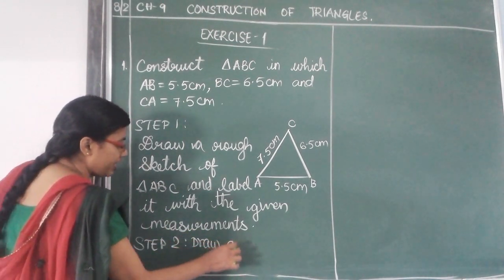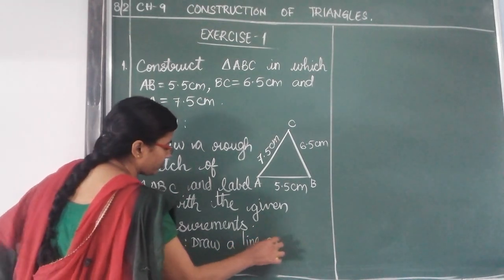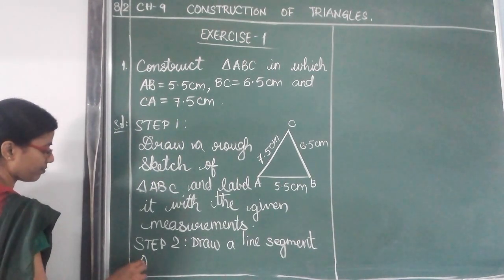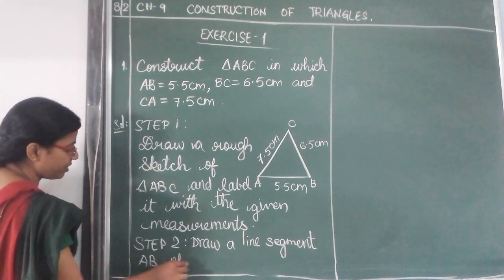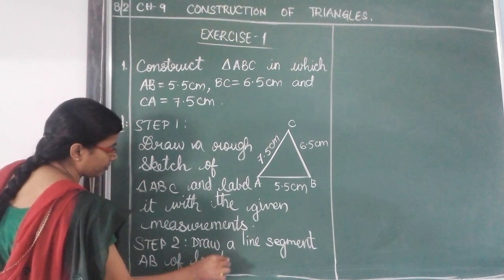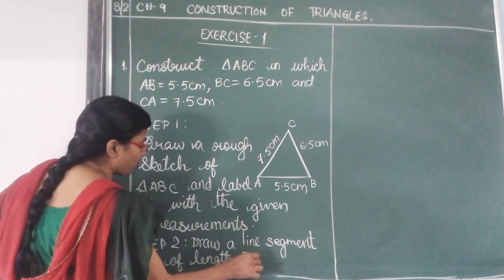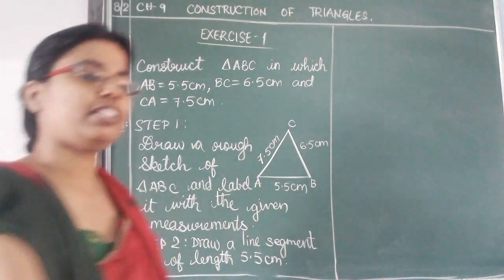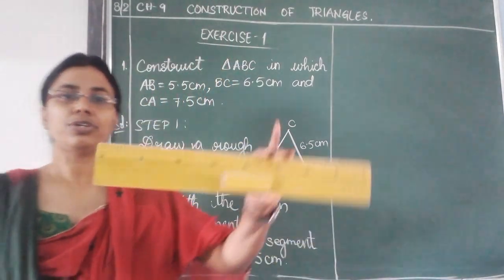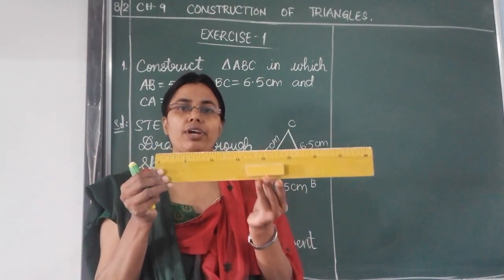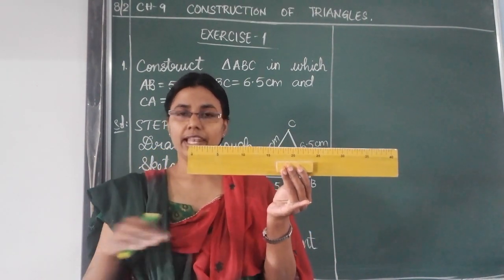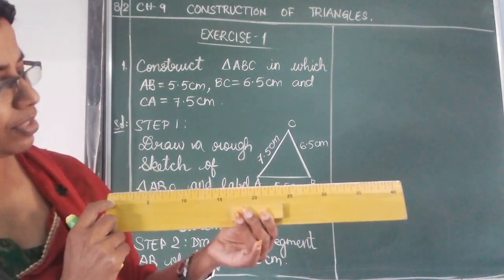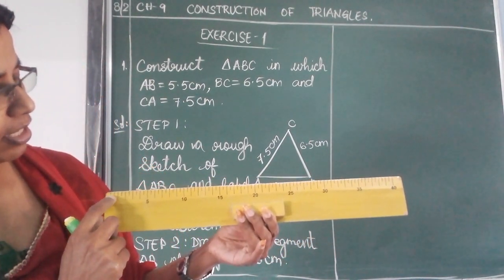AB of length 5.5 centimeters. How will you draw? Use your scale when you are drawing the line segment. So here 0 it is starting, and you know that here a point is there.